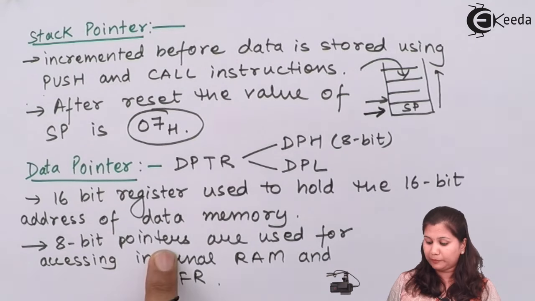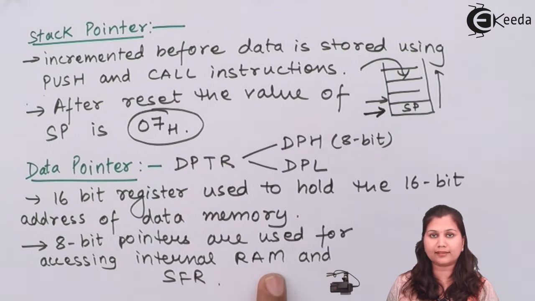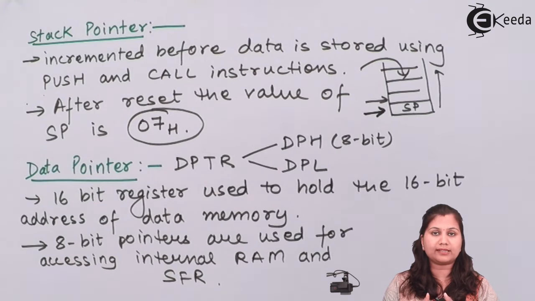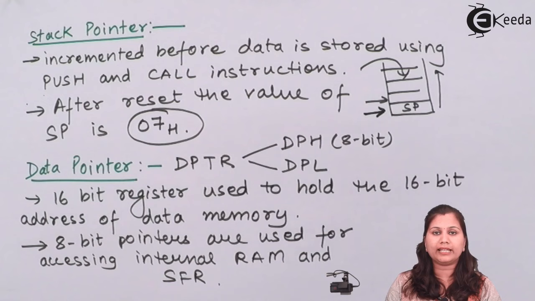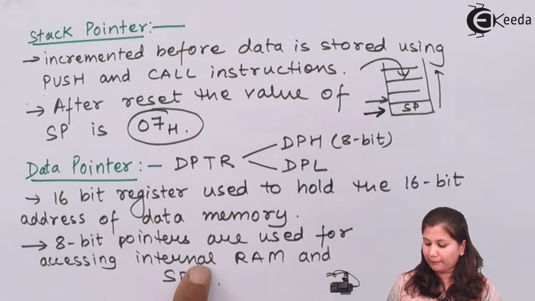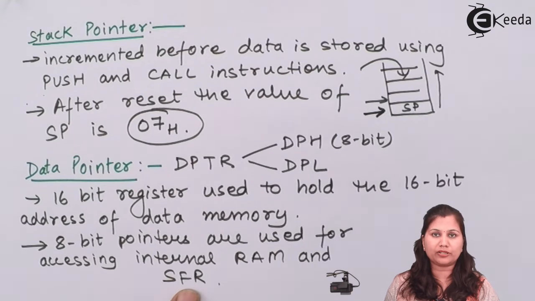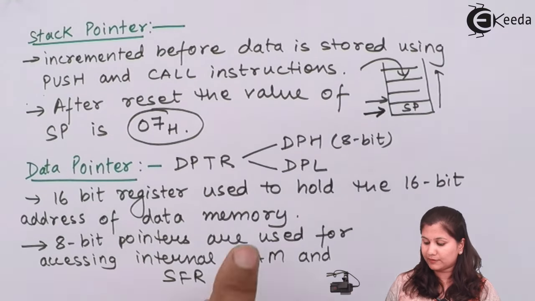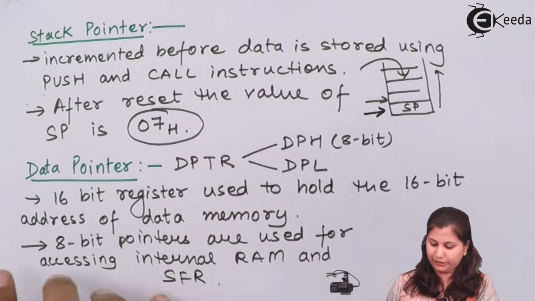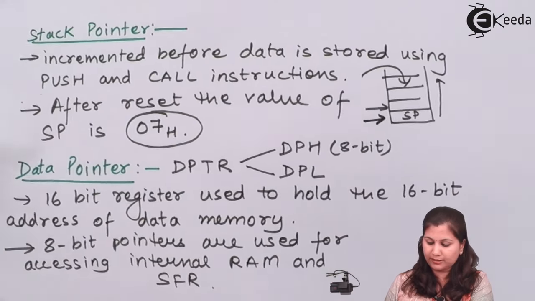Now these 8-bit pointers, that is DPH and DPL, are used for accessing the internal RAM and the SFR. SFR means the special function registers. So if we want to address the internal RAM and the SFRs, then we will use the 8-bit pointers, because the addresses of the internal RAM and the SFRs are 8-bit. So for 8-bit addresses we will use DPH and DPL, and the 16-bit data pointer will be used for accessing the external memory.